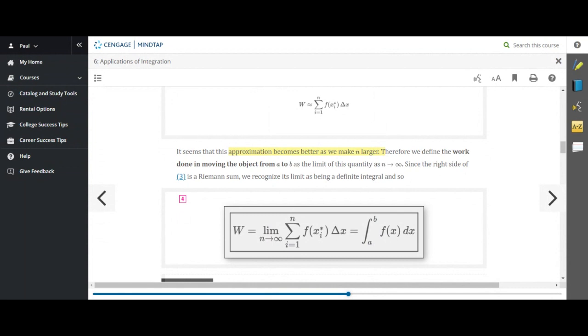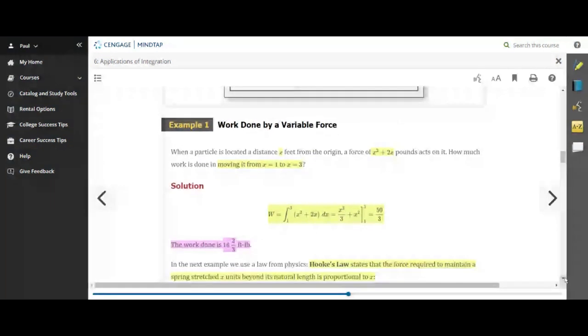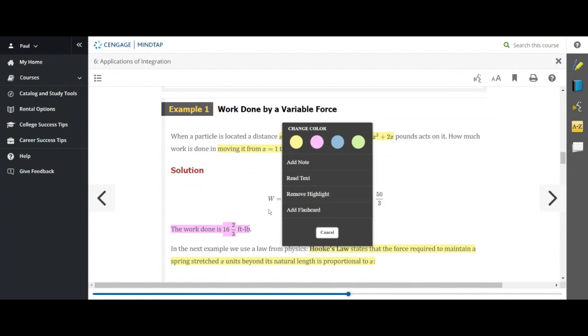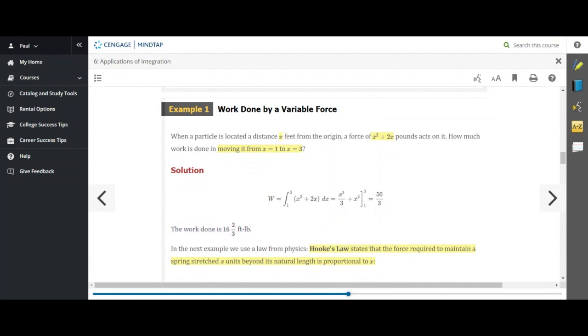Okay, well, let's proceed on to some examples here. Example 1. Okay, let me just hold on here. Just want to remove some of the highlight here. We don't need that all there.